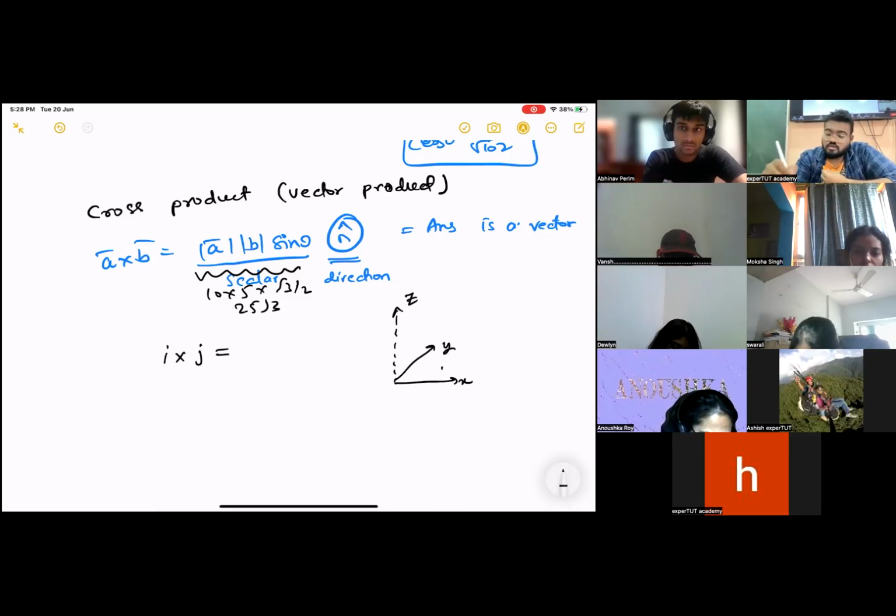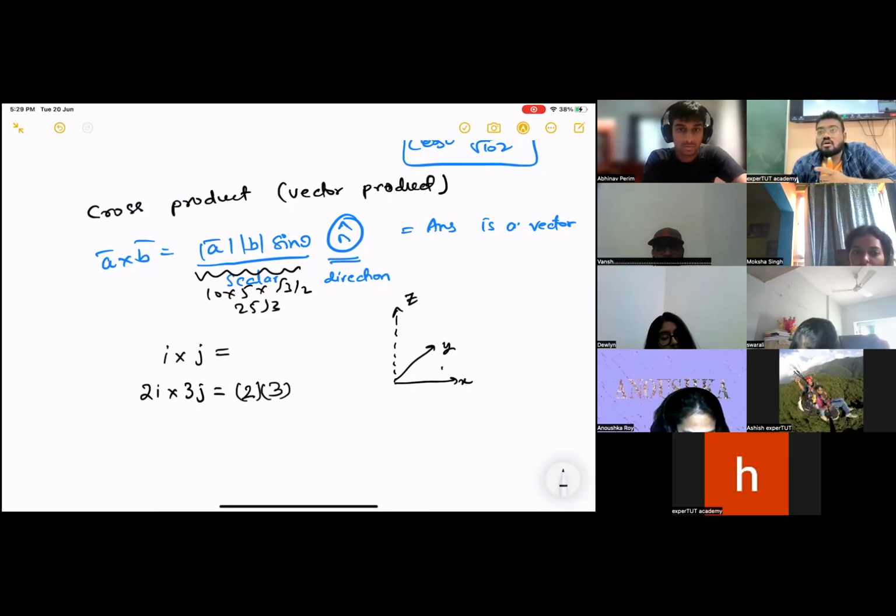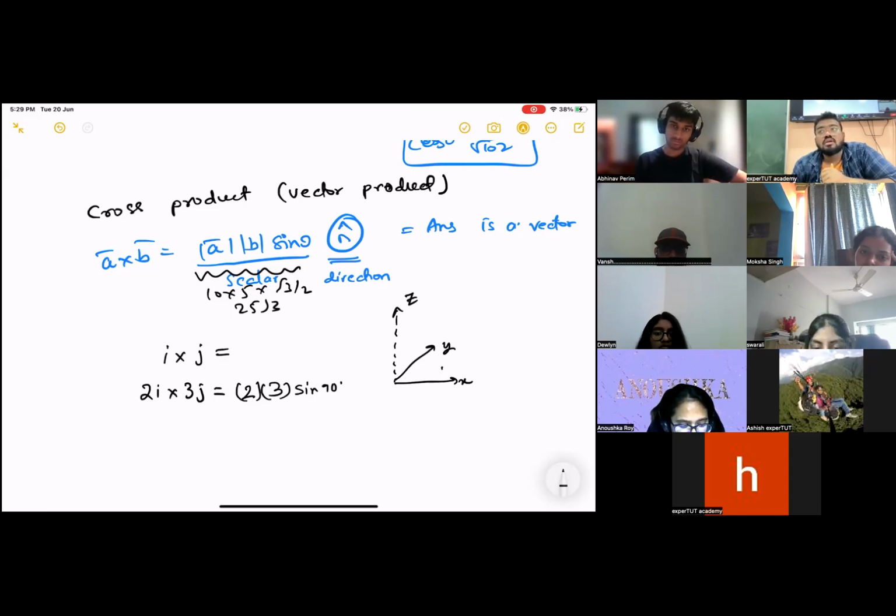Understood? Okay, what is 2i cross 3j? Mod of the first vector, which is 2, mod of the second vector, which is 3, sine of the angle between 2i and 3j is 90, so sine 90, right? And then the n cap in this case is k cap, right? Understood? But we were already calling zx k cap, right?